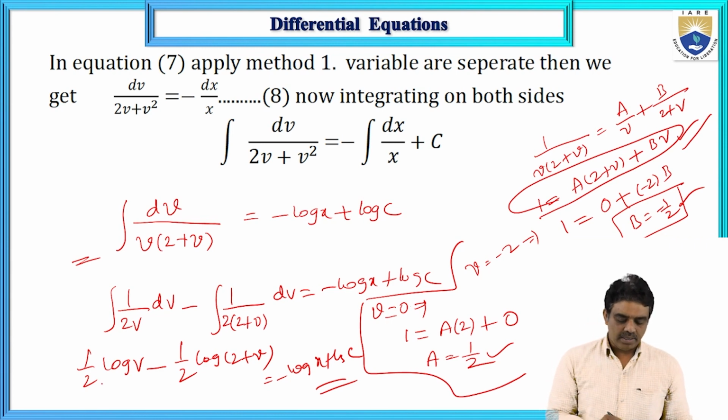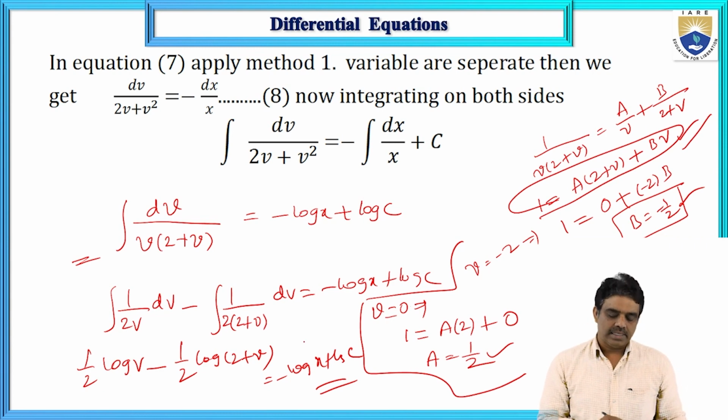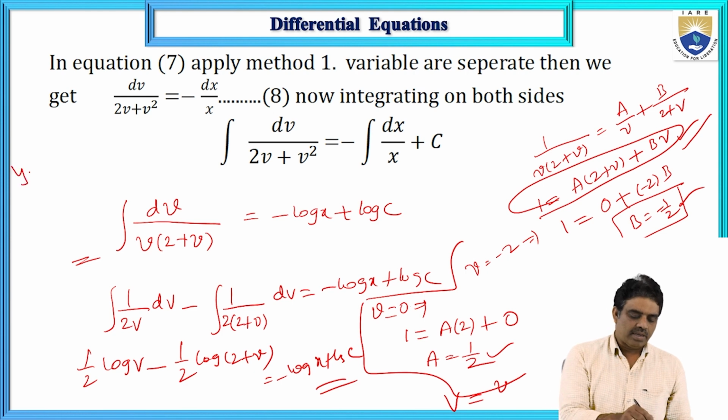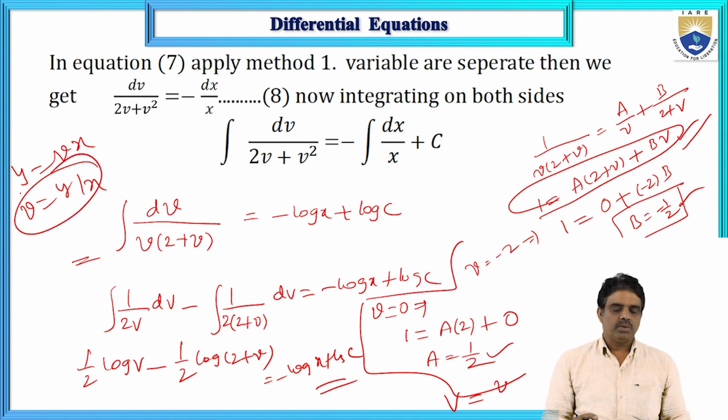Now we can eliminate the logarithm on both sides, and finally replace v. What is our substitution? V is equal to what we have taken, y is equal to vx. So finally what we have to substitute? V is equal to y by x. This is the suitable substitution for the given problem.